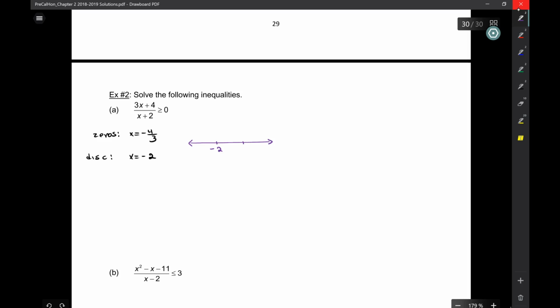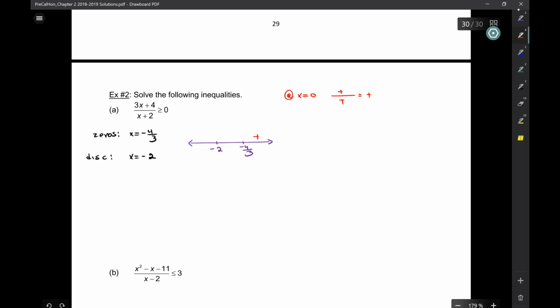The zeros are where the numerator equals 0. So I set that equal to 0. Now, at x equals 0, what do I get? I'm going to plug it into here. What do I get on the top? Positive or negative? Positive. What do I get on the bottom? Positive. Positive divided by positive gives me positive.